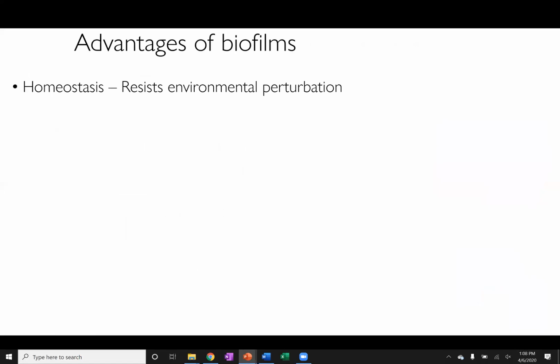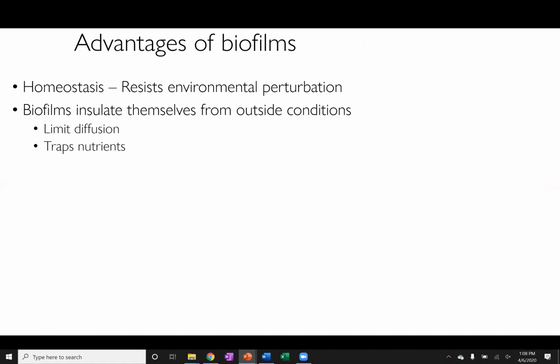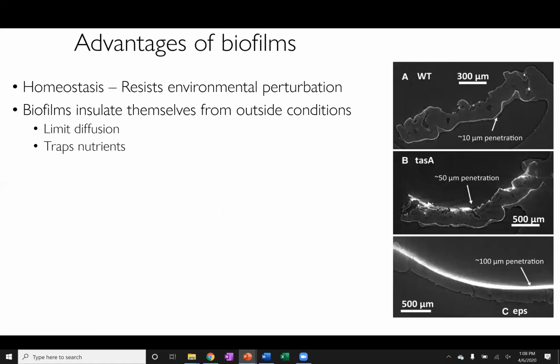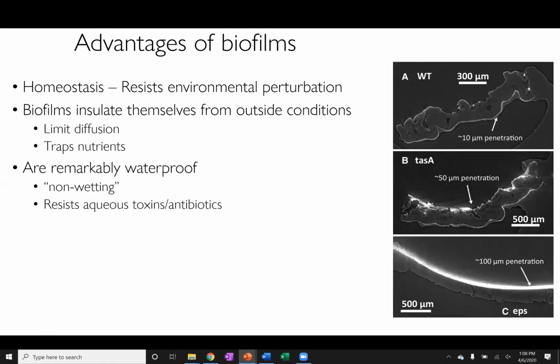And so homeostasis, again, is resisting these perturbations. And what ends up happening is these biofilms insulate themselves from outside conditions, limiting diffusion and trapping nutrients. And these biofilms are actually remarkably waterproof. They have this capacity called non-wetting, which resists aqueous toxins such as antibiotics. And so we're going to talk about this concept of wettability because it is a really important thing to understand in terms of how biofilms work and why they're so tough to deal with clinically.